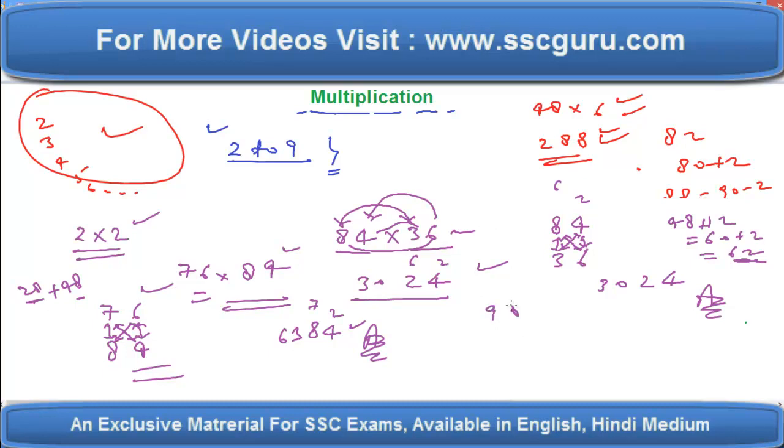Now I explain it again. Suppose we have two numbers, 98 into 48. First we multiply the unit place digits, 8 into 8. After that the diagonal multiplication, 9 into 8 and 8 into 4. After that the hundreds place digits. Now it should be clear. Whenever we get 2-digit numbers, we can calculate the answer by using that technique.